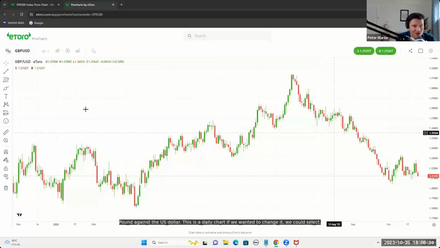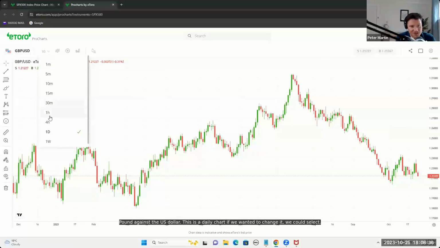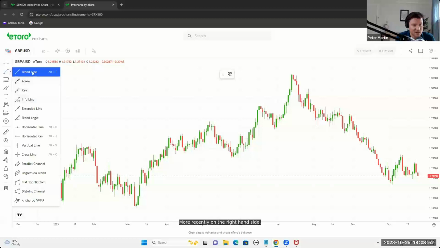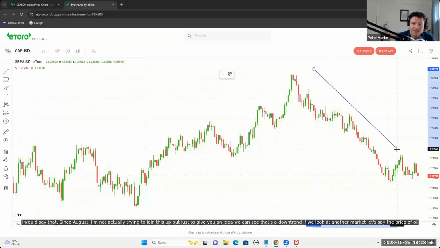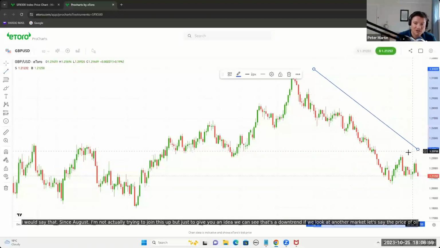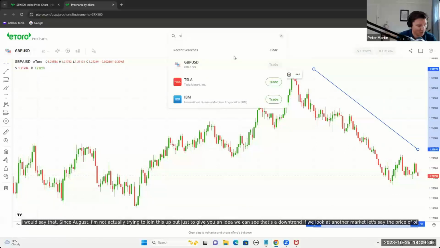Pound against the US dollar. This is a daily chart. If we wanted to change it, we could select from a variety of time frames there of periods. So a daily chart of pound against dollar. We can see that if we look at what it's doing more recently on the right-hand side, I would say that since August, I'm not actually trying to join this up, but just to give you an idea, we can see that's a downtrend.